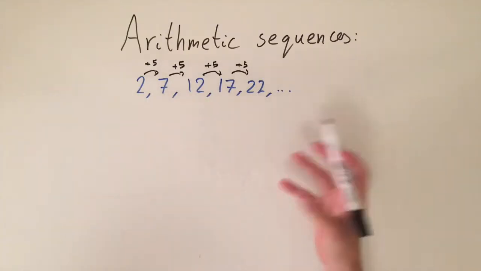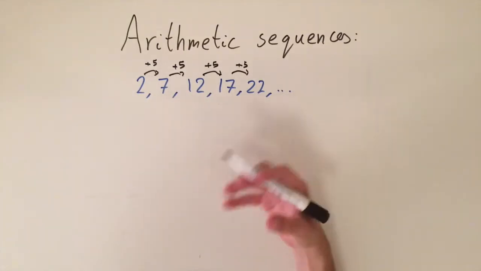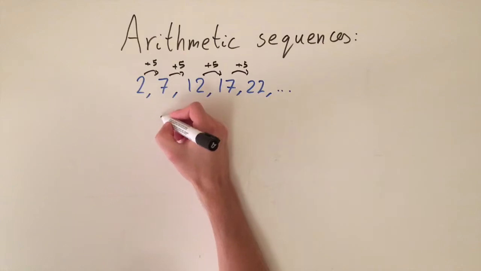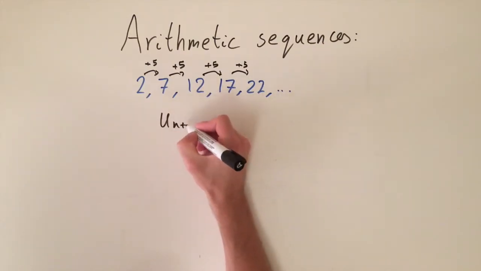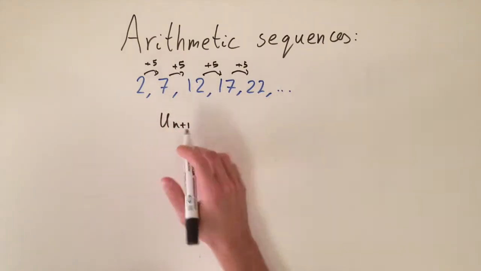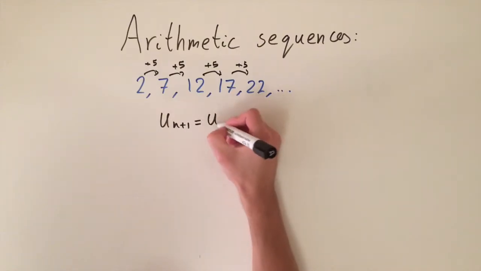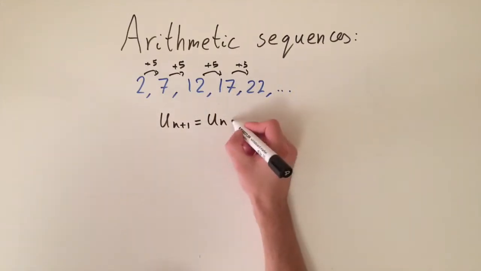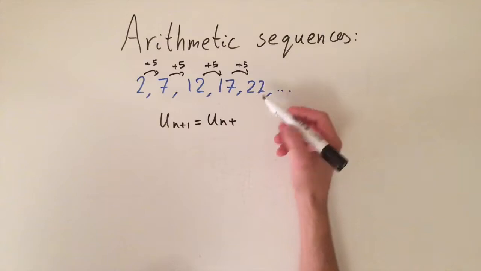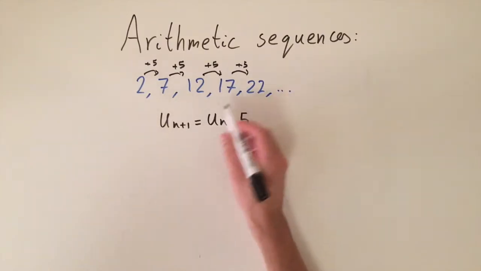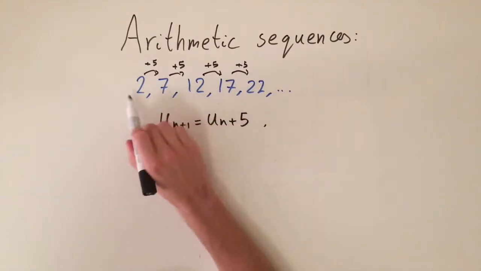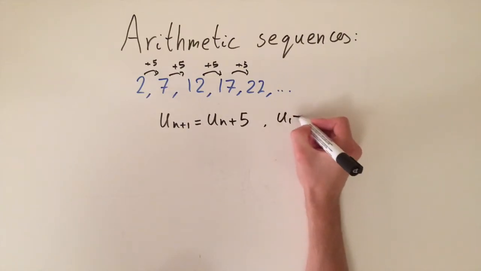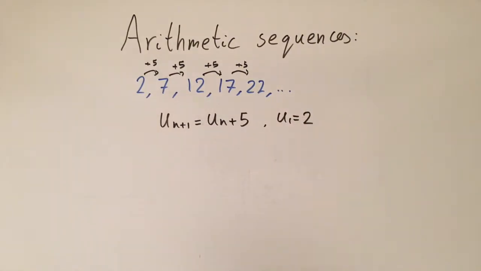And we can express this very nicely using a recurrence relationship, for example. So in this case, we have u_{n+1}. This is the (n+1)th term. This is equal to u_n, the nth term, plus the constant. In this case, it's just 5. And then we also need to know the starting point, the first term, which is 2. So we start off at 2, then add 5 to get the next term, and then keep adding 5s to get to the successive terms.